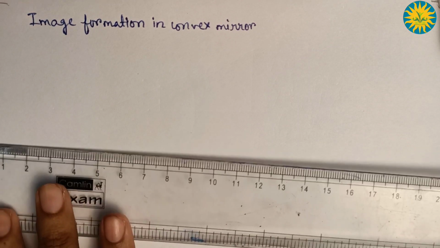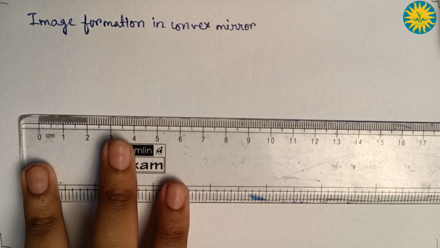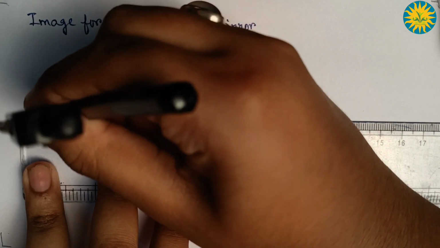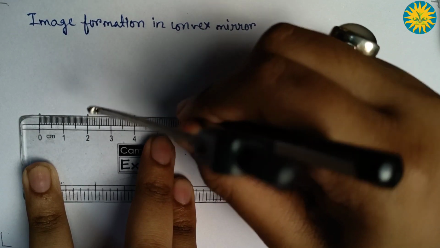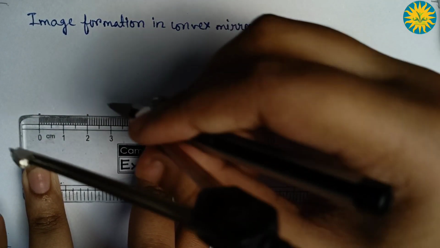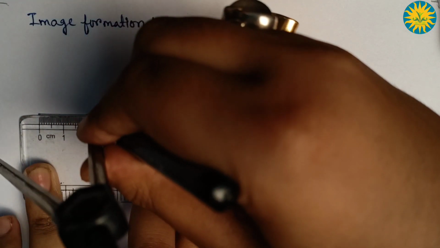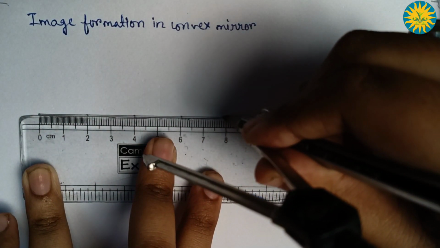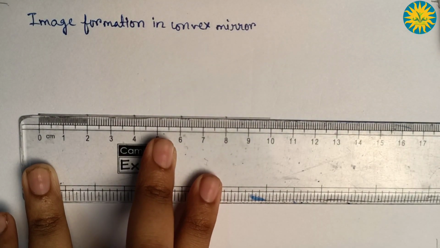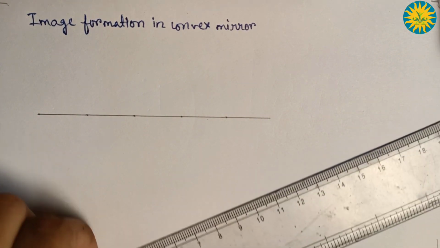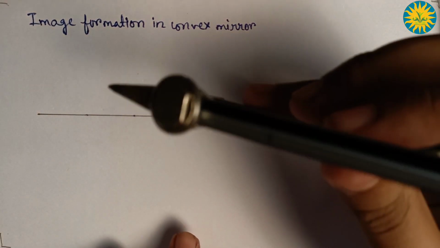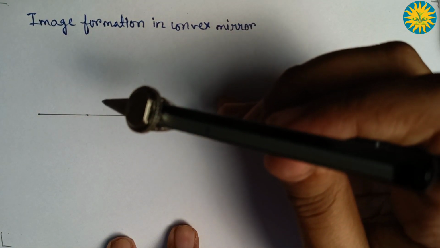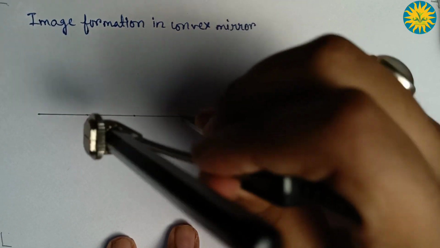Now we will draw the ray diagram in a convex mirror. So far we have been drawing the ray diagram in a concave mirror. So we are dividing the line segments and drawing the principal axis. Now we will place the compass at the center of curvature to draw our convex mirror. So this is our convex mirror.